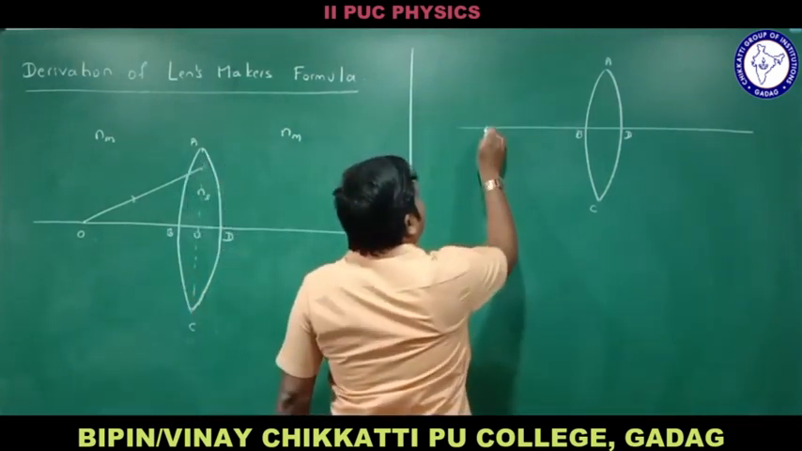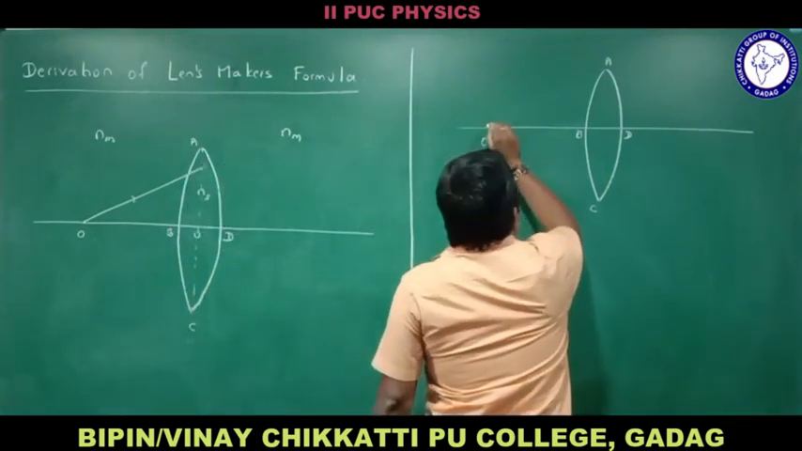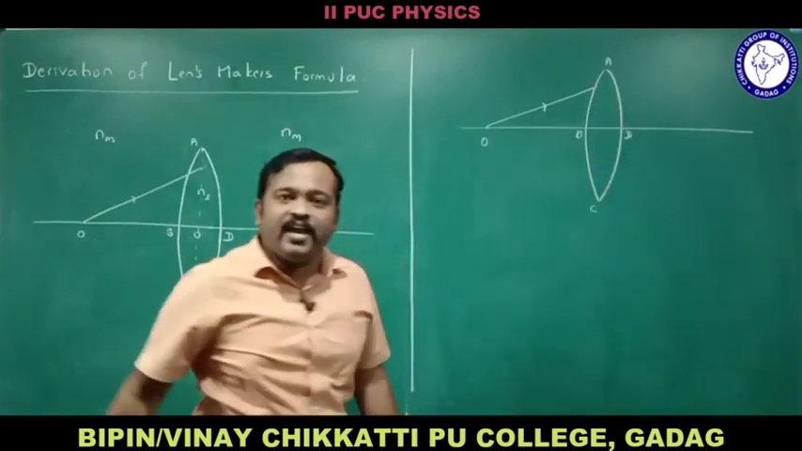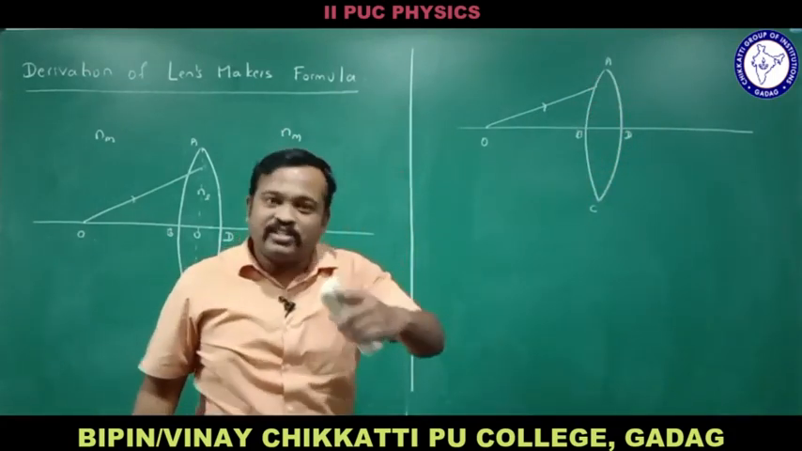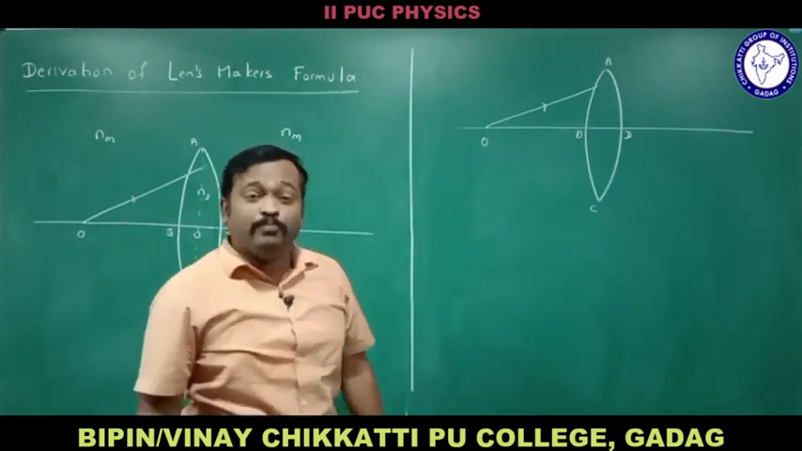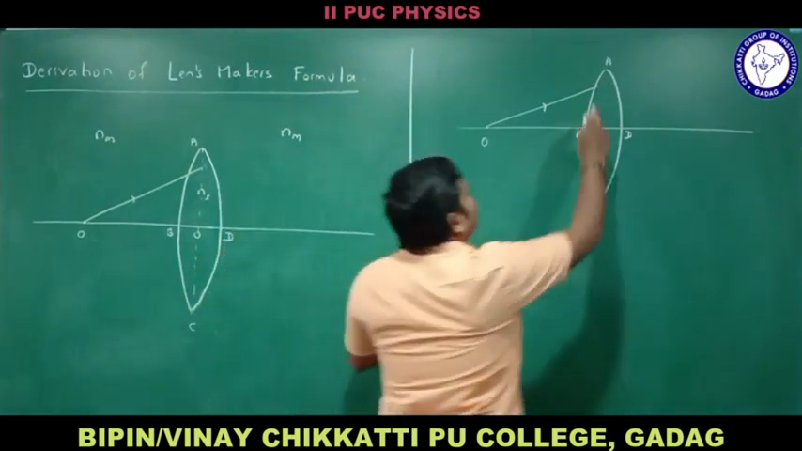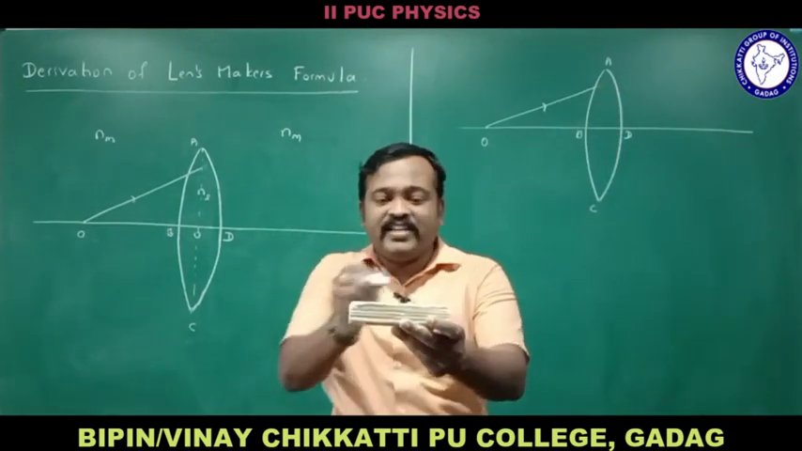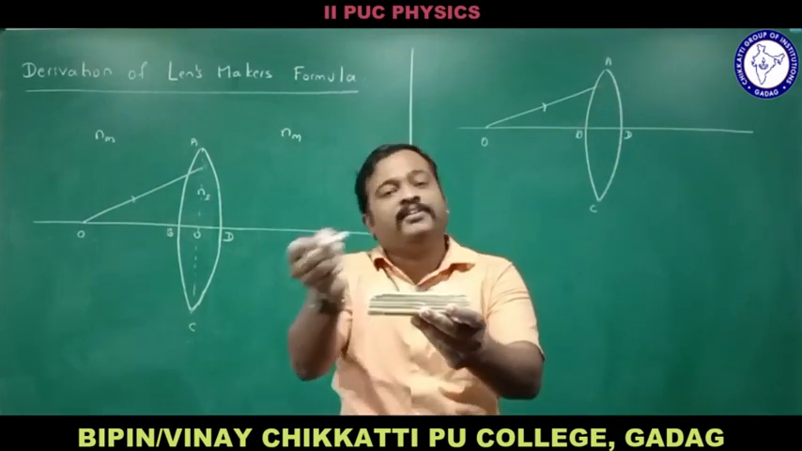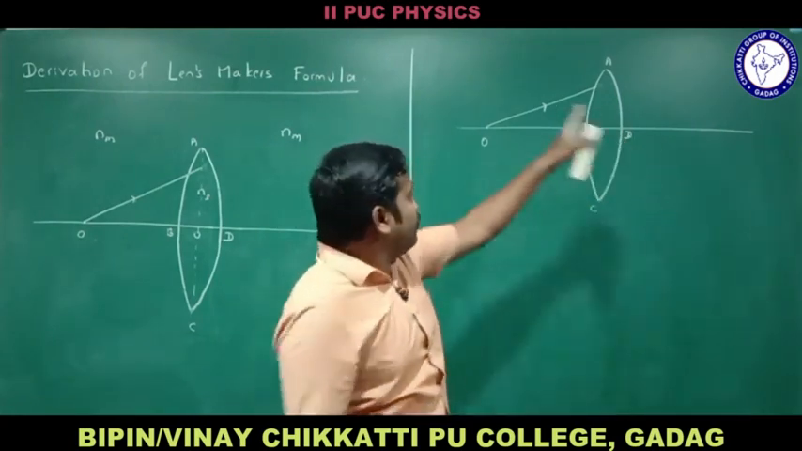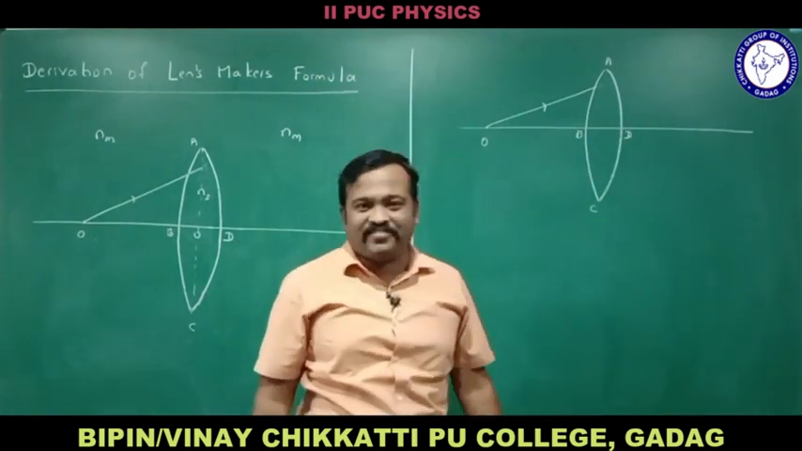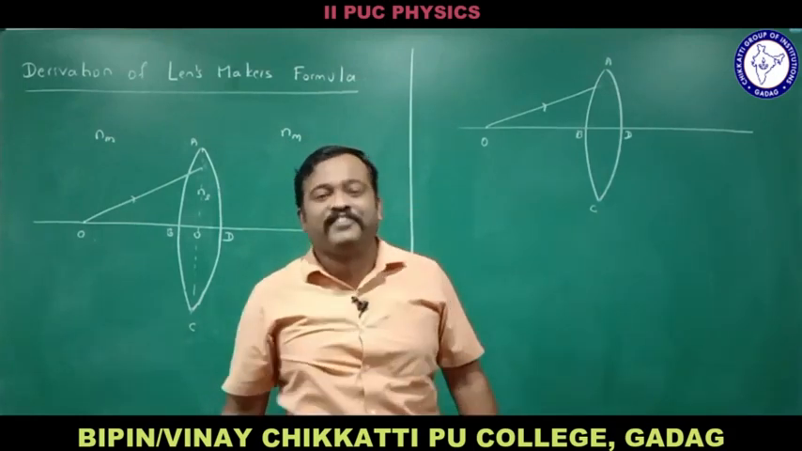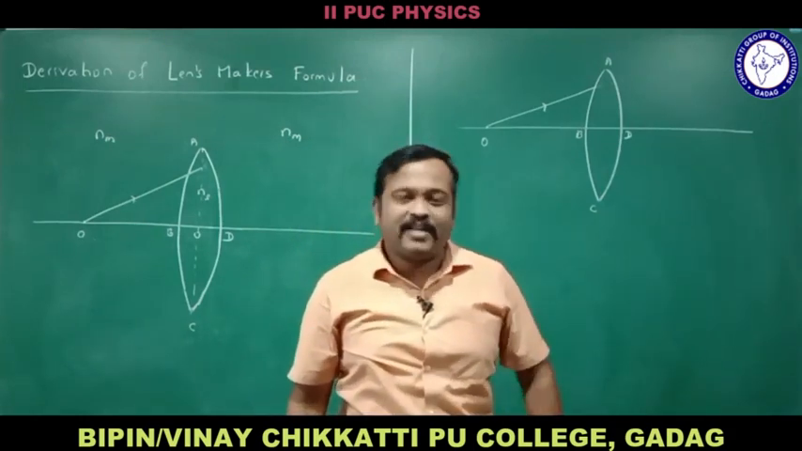And this is object O. If a ray of light is incident on the first spherical surface ABC, where does the ray of light move next? Let us check it out. To know this, first we need to draw a normal at this point. If it is a plane surface, a line drawn perpendicular to it is the normal. But ABC is not a plane surface, it is a spherical surface. Then how do we draw a normal to a spherical surface? The line which passes through the center of curvature gives the normal at that point.